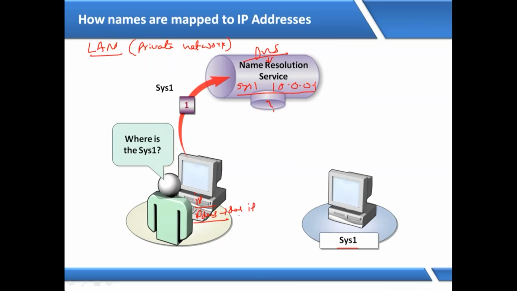So using this DNS server IP, with the help of the preferred DNS, it reaches the DNS. There it will check whether this name is registered or not. If it is not registered, you cannot access. If it is registered, it will convert. It will see that the name is registered with what IP. So it will convert that name into IP.